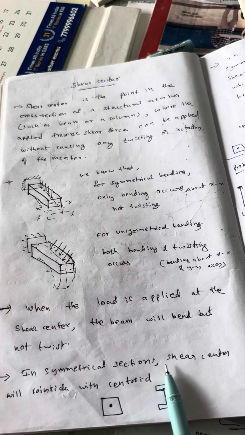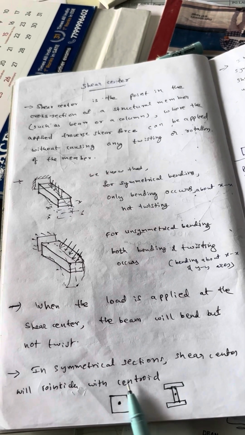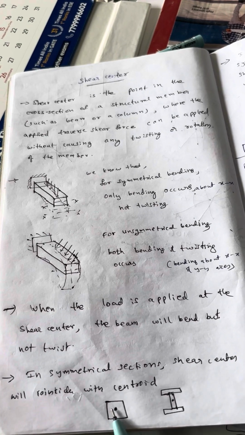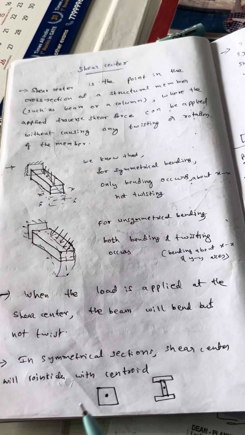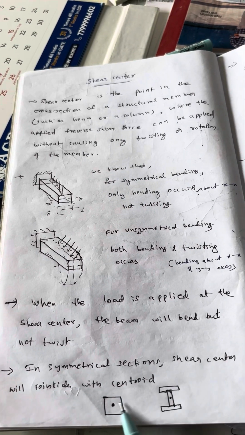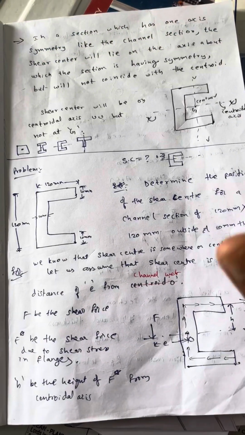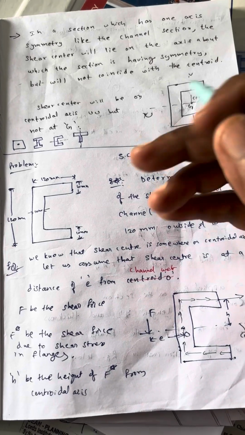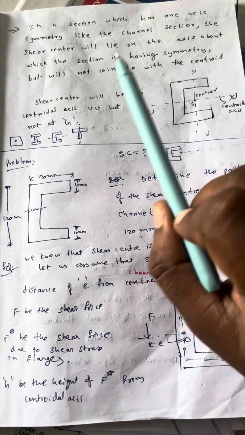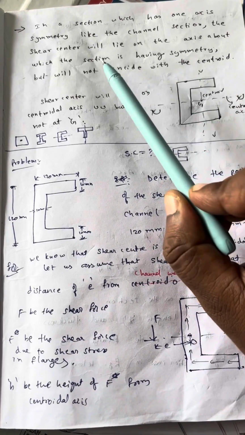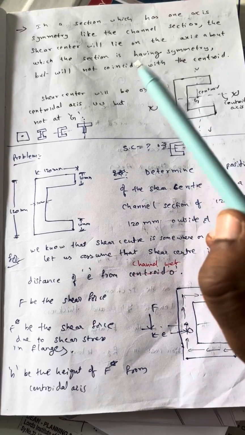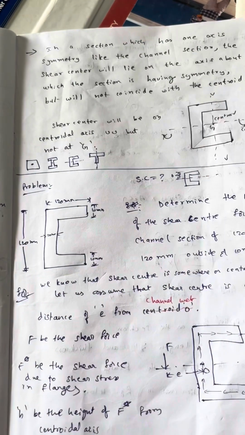In symmetrical sections, the shear center will coincide with the centroid. So if you take a rectangular section or an I section, the shear center is at the centroid. And in a section which has one axis of symmetry, like the channel section or T section, the shear center will lie on the axis about which the section is symmetric, but will not coincide with the centroid.